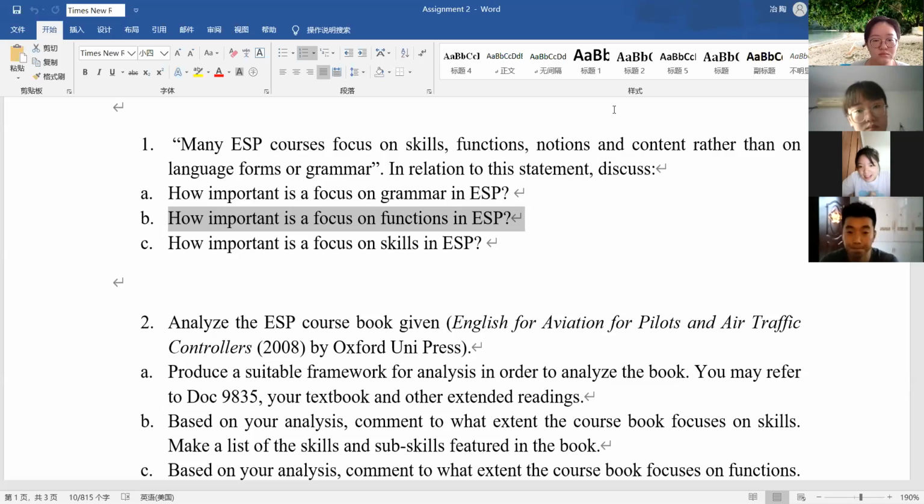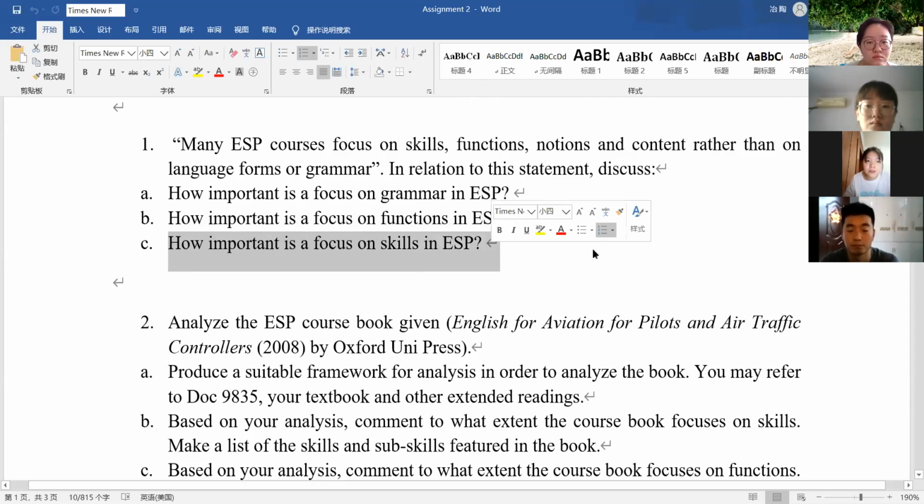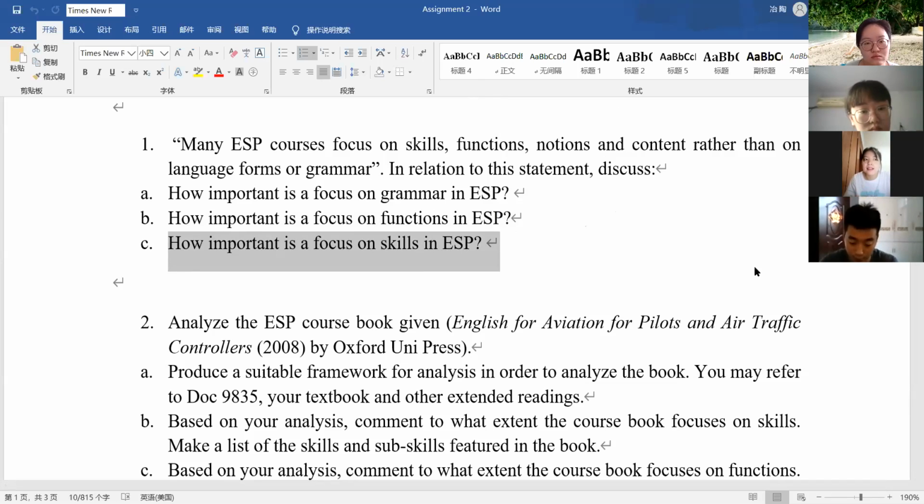So that's our point on skills, and we've given some examples in the fields of speaking, listening, reading, and writing. The examples are very long, so I didn't put them on the video. So that's the point of skills.